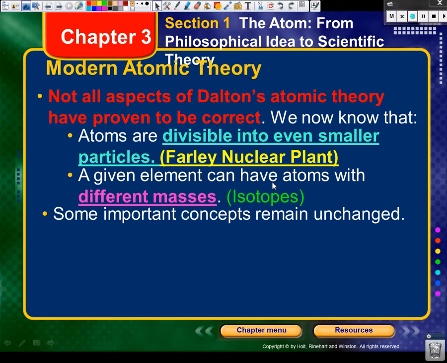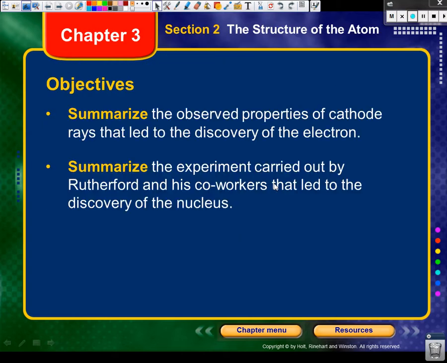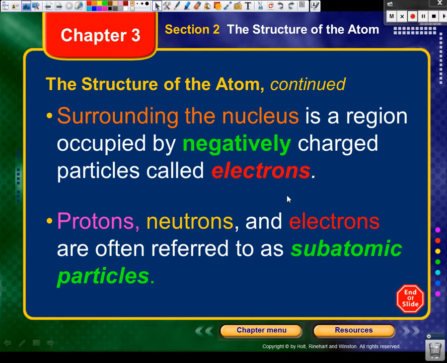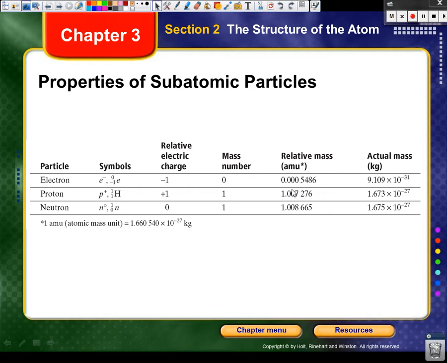Then we talked about, and again, this is where we said he was right and he was wrong, the percent of an atom's mass that is contained, 99%, where? In the nucleus. But the nucleus is only how much of the space? Less than 1%. That was a picture of it. We talked about surrounding the nucleus are negatively charged electrons, protons, neutrons, electrons, subatomic particles. Then we compared the masses.